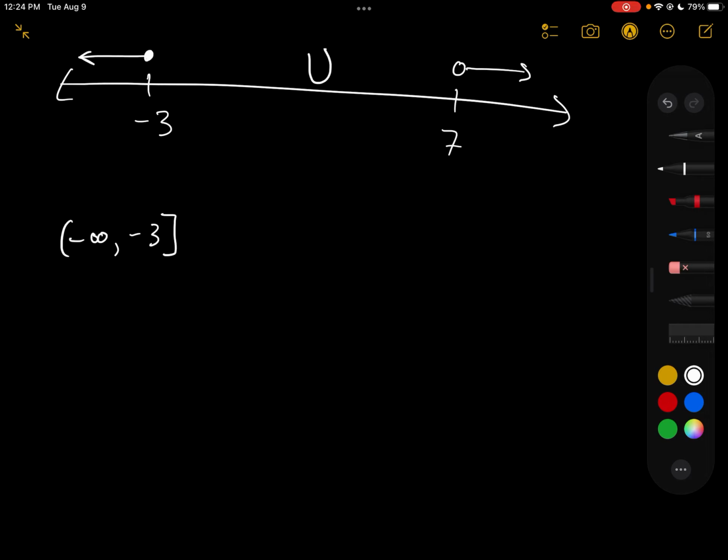So we're just reading this like a book from left to right. So we start off here with our arrow. We go to our closed dot with our negative 3. And then, okay, our next thing that we see is a U. Okay, so I'll put U here. And then next we're going to see an open dot. So nice set of parentheses. The number that we see is a 7.